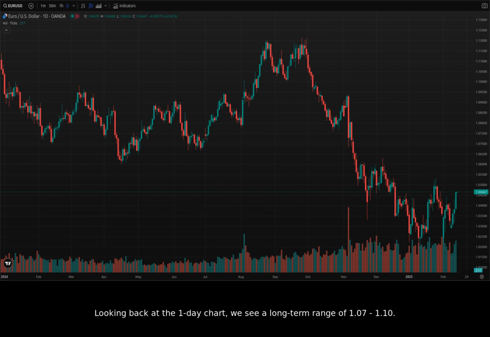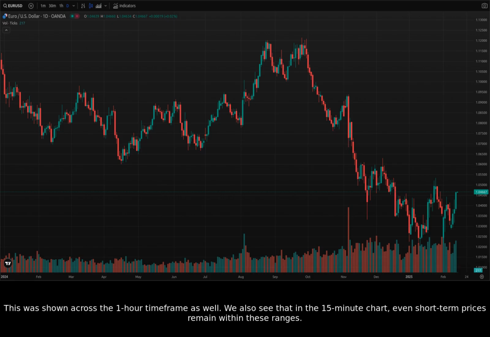Looking back at the one-day chart, we see a long-term range of 1.07 to 1.10. We see clear support levels in the 1.07 range and resistance in the 1.10 range. This was shown across the 1-hour time frame as well. We also see that in the 15-minute chart, even short-term prices remain within these ranges.